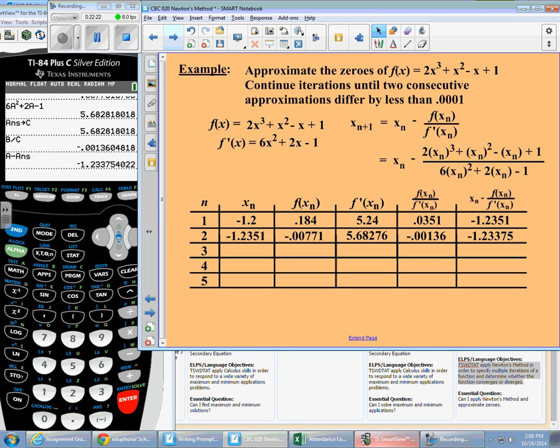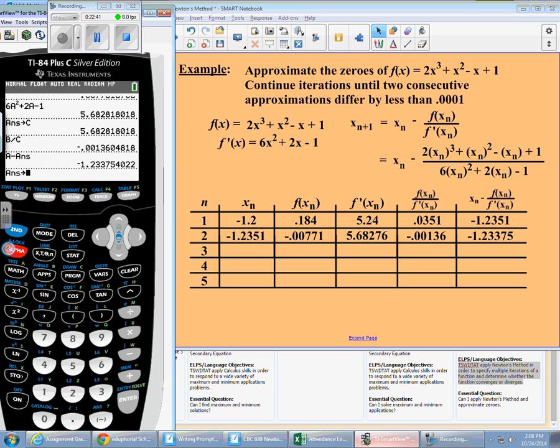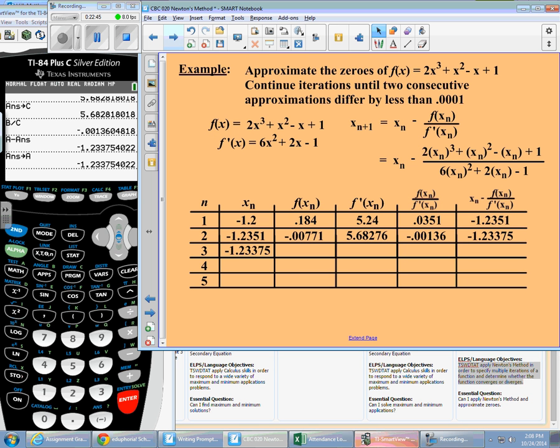We are trying to get to the point where the two approximations differ by less than 1/10,000th. Right now we are looking at approximately a 2 thousandths difference between the first step and the second step. So we need to run it again. I'm going to save this value as our new a value, and begin again.